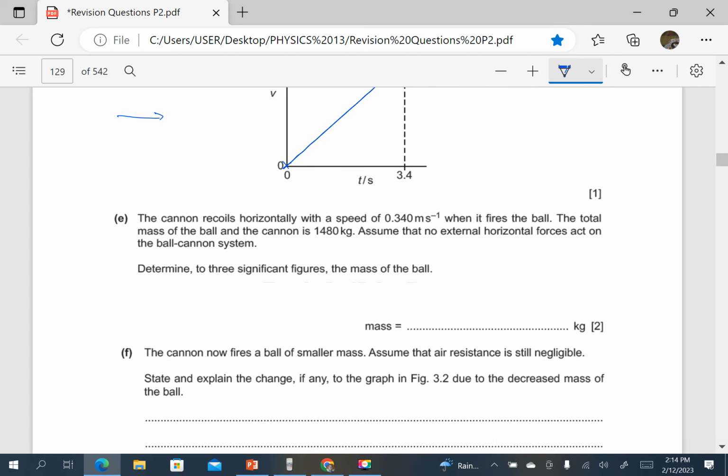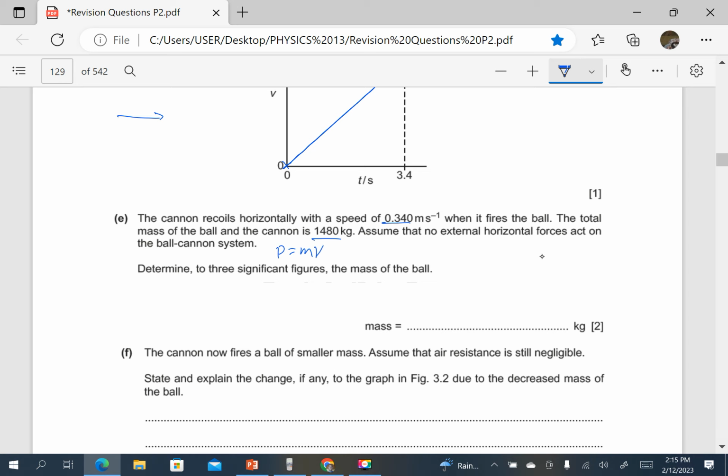The cannon recoils horizontally with a speed of 0.34 when it fires the ball. The total mass of the ball and the cannon is 1480 kilograms. Assume that no external horizontal forces act on the ball cannon system. Determine to 3 significant figures the mass of the ball. So here we are going to use momentum and we are going to conserve momentum. So momentum is mass times velocity.